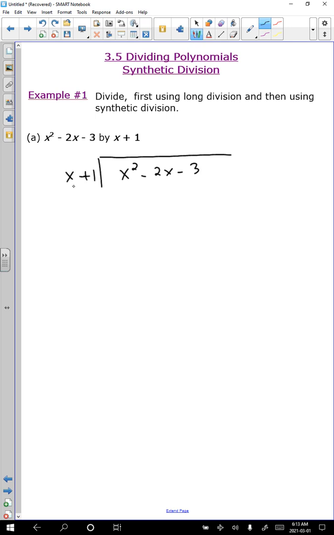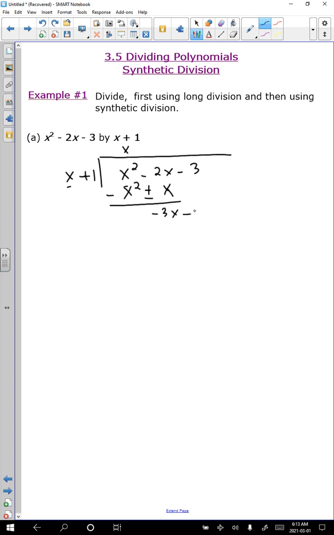And then I look at how many times x goes into x squared. It goes into it x times. So I'd multiply the x with the x plus 1. So distribute the x into the product, x plus 1. So x times x would give me x squared, and x times 1 would give me an x. Now I'd have to subtract. So these two will cancel out. You get a 0 here, and negative 2x minus x would give me negative 3x.